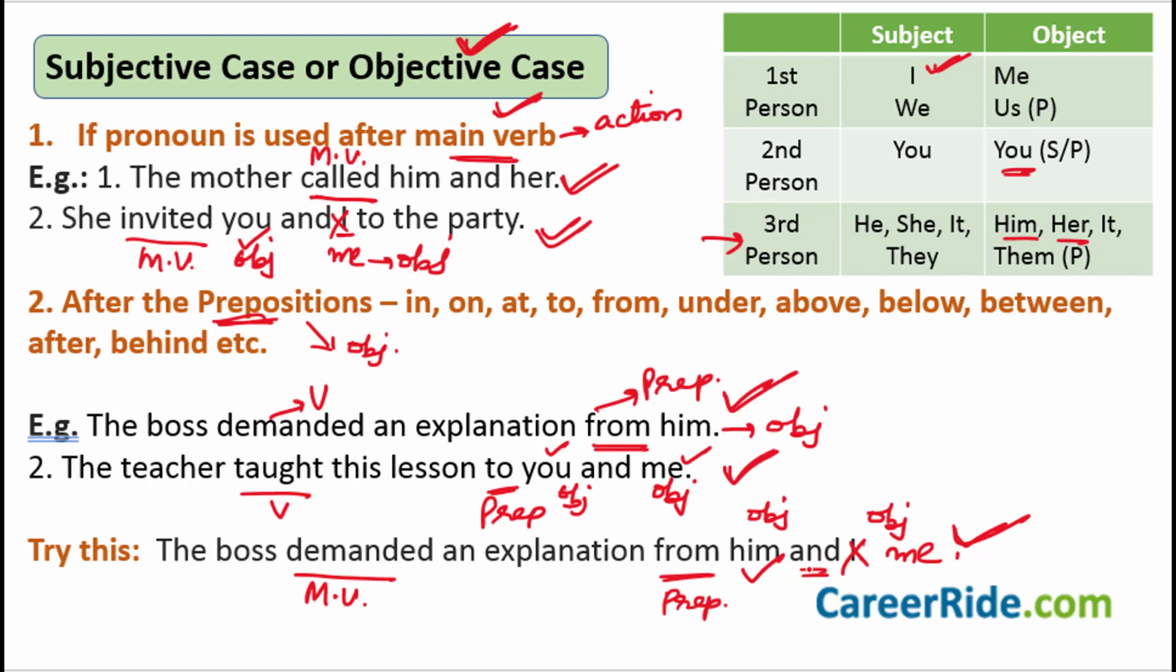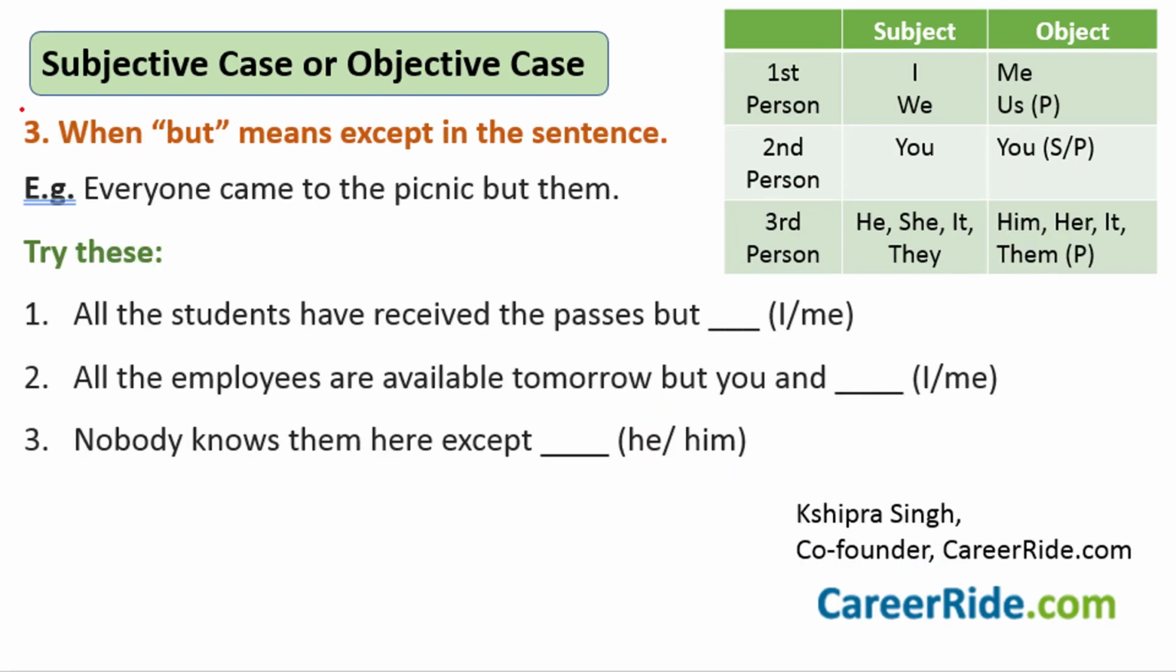And we'll see some exercises also so that these concepts get cemented in your mind. Okay? Now see, there's one more case where you should be using the objective case of these pronouns, and this is case number 3. That is, when the word "but" means "except" in the sentence. In that case, you should be using the objective case of these pronouns. Let's see this example. "Everyone came to the picnic but them." So you see, in this sentence, what's happening? There was a picnic. Everybody came to the picnic but, which means except here. Except them. And "them" is the objective case. You can check this third person row. "Them" is the third person objective case, right? So I hope this clarifies if you have any doubt in your mind.